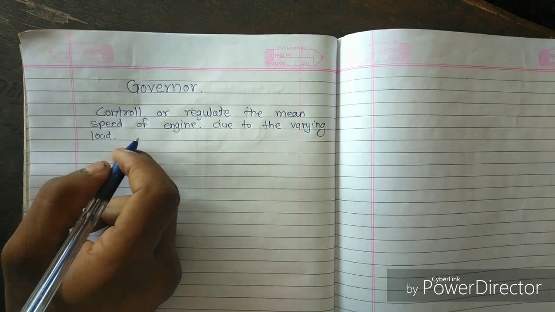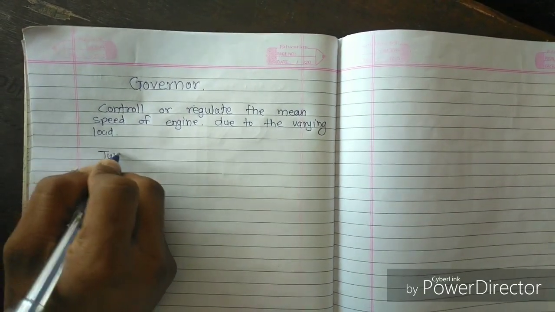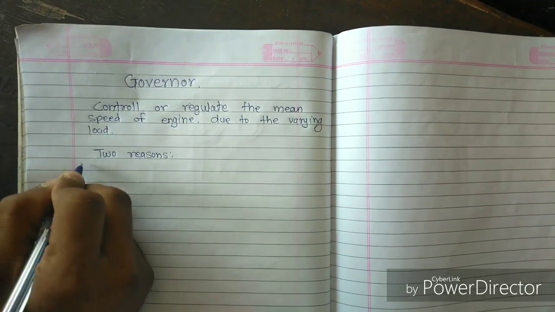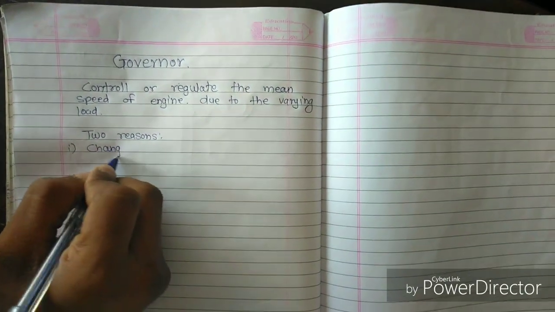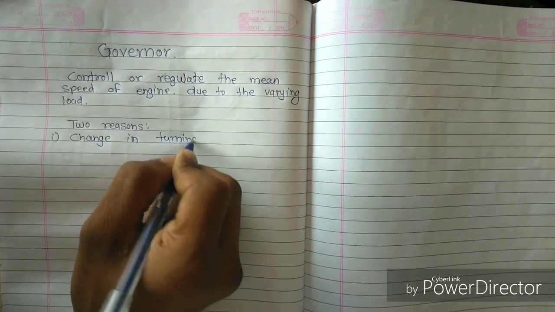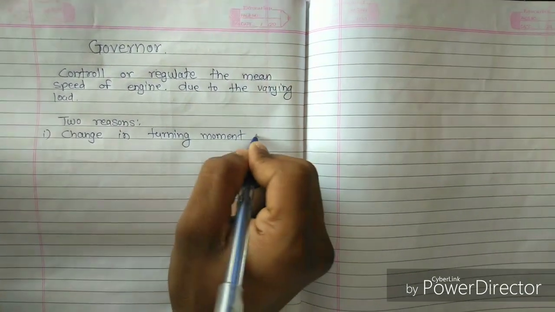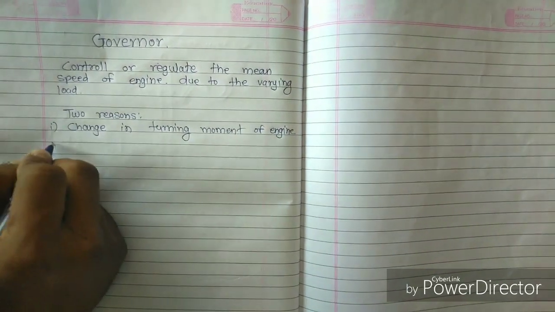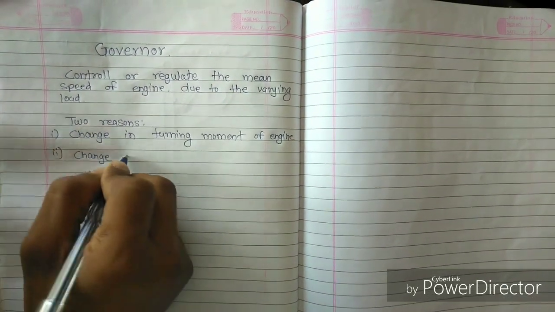Now the change in the speed of engine is caused due to two reasons. First reason is change in the turning movement of engine, and second reason is change in the load of engine.